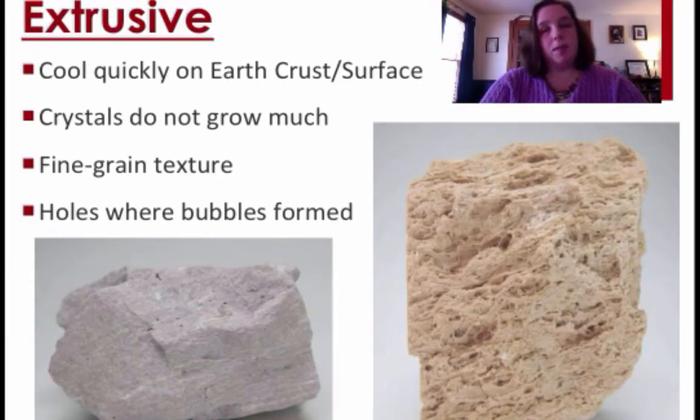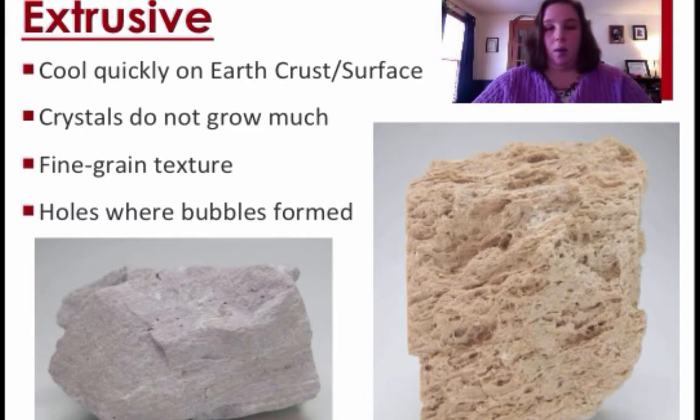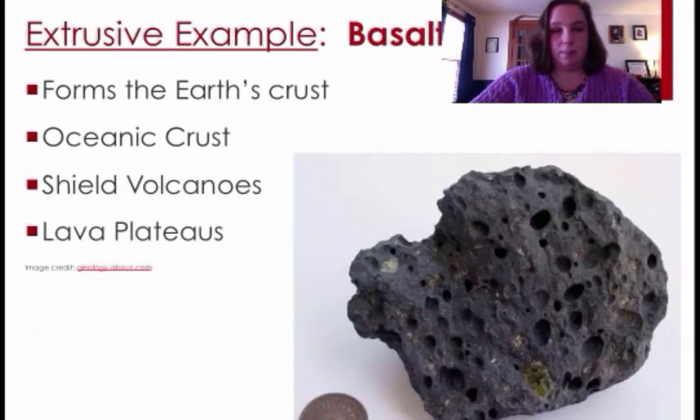Now, extrusive, so this is the second kind that you can have of igneous rocks, and here's 2 examples. They cool very quickly on Earth's surface. Crystals don't have a chance to grow much. They are considered fine grain texture. That means it's usually 1 color or 2 at the most. And I don't know if you can see on here, but you actually see the holes where bubbles were forming.